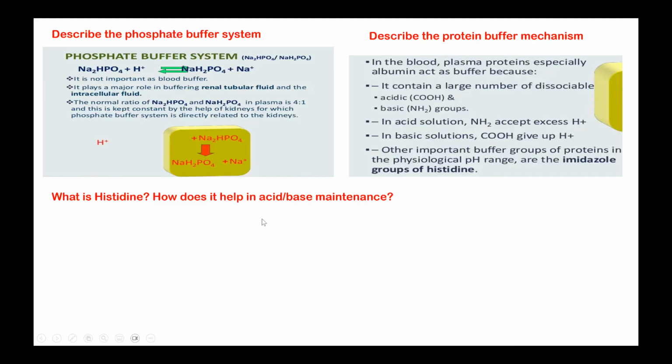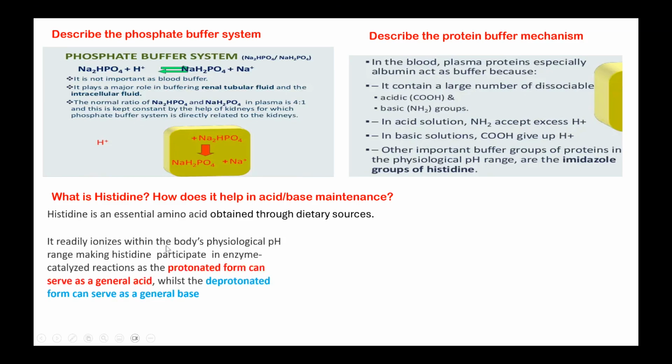So what is this histidine? Histidine is an essential amino acid obtained through dietary sources. It readily ionizes within the body's physiological pH, making histidine participate in enzyme catalyzed reactions. So it can tackle both acid and base excess. Whenever there is an acid, it can accept the acid and get protonated. Whenever there is low acid, it can give up the acid and control that situation.